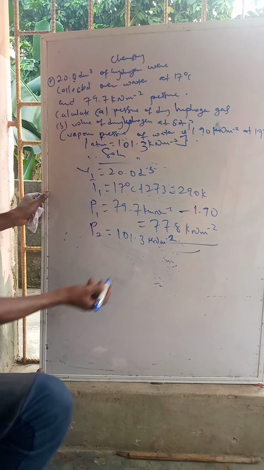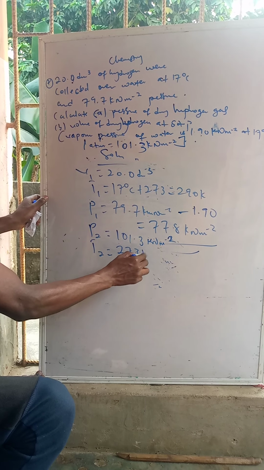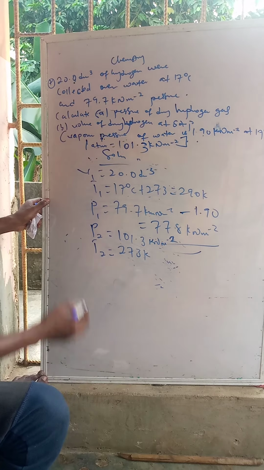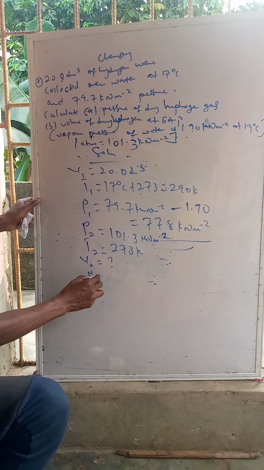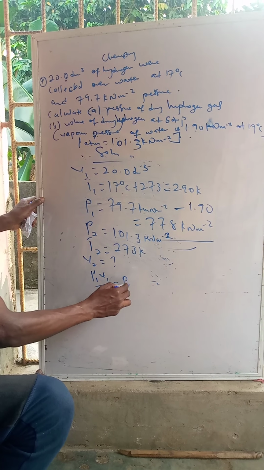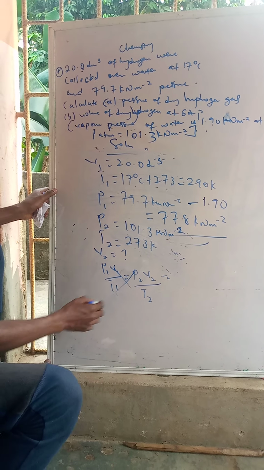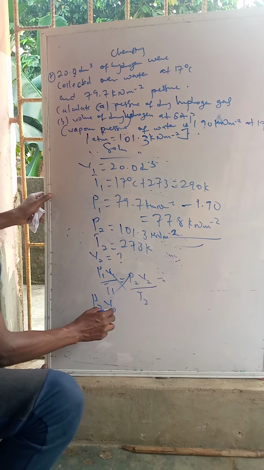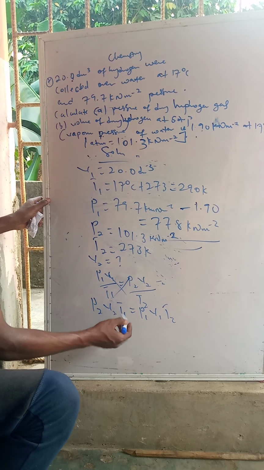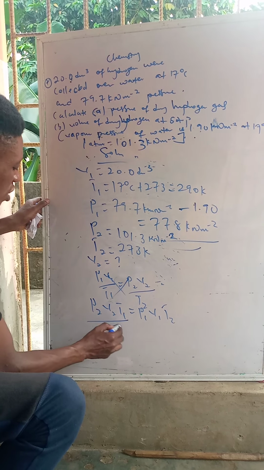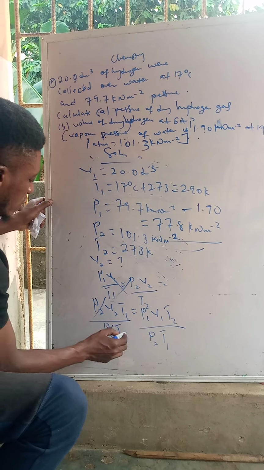So now, for T2, our T2 is going to be what? 273 Kelvin. And what else do we need again? We're looking for the V2 now. So find our V2. Remember, P1 V1 over T1 is equal to P2 V2 over T2. We cross multiply here. So we have P2 V2 T1 is equal to P1 V1 T2. We are looking for V2, so we divide both sides by P2 T1. This cancels, this cancels.